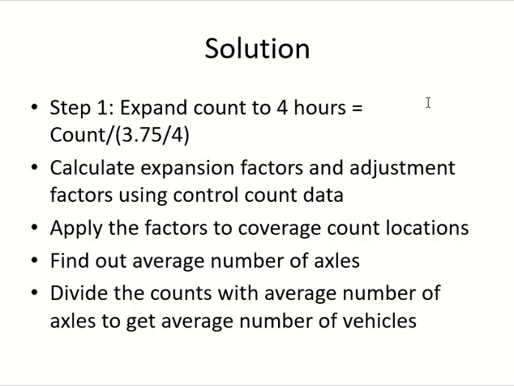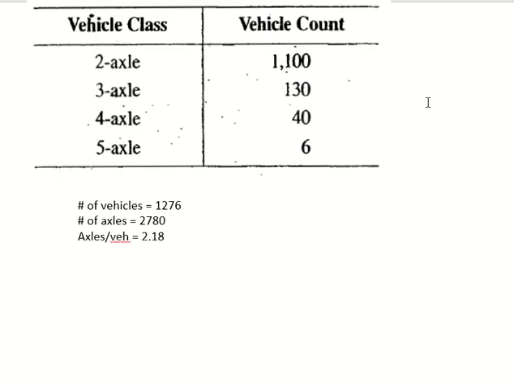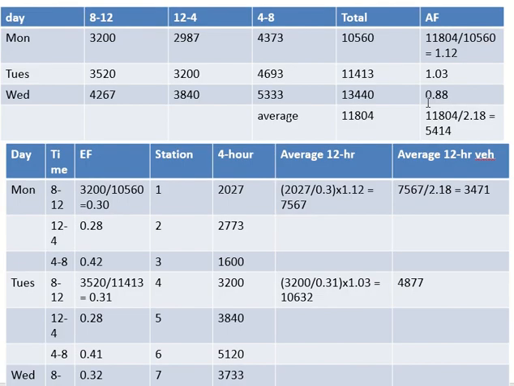First of all, counts were for 3 hours 45 minutes, meaning 3.75 hours. We converted them to 4 hours. Then we calculated the total and average for the control count, and using that total and average we calculated the expansion and the adjustment factors. Then using those factors we converted the count from the coverage locations to average 12-hour counts. Once we did that, we went to the manual study, found how many axles per vehicle. Then using that value, we converted all average 12-hour counts to number of vehicles. Clear? Any questions?